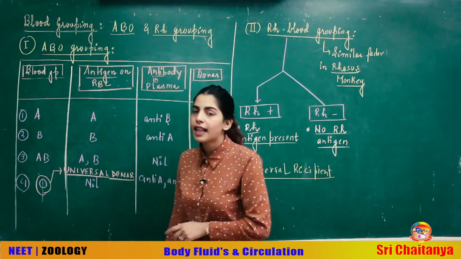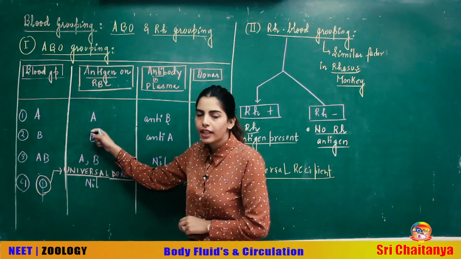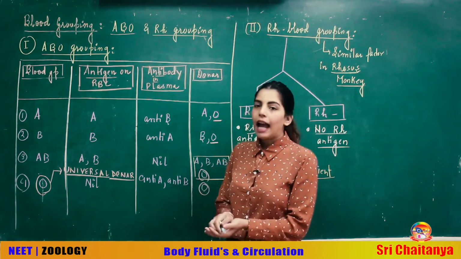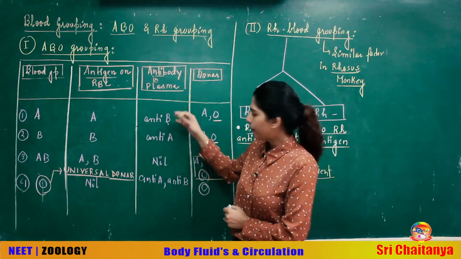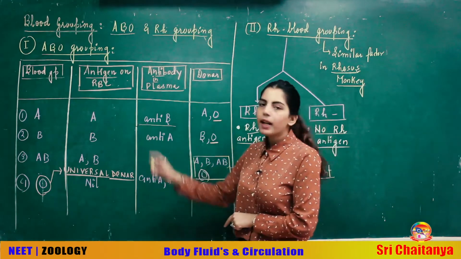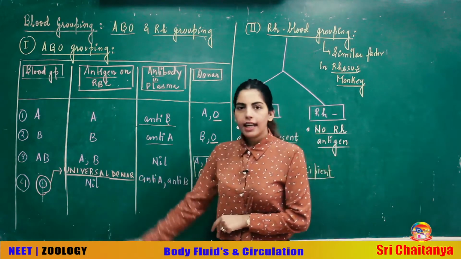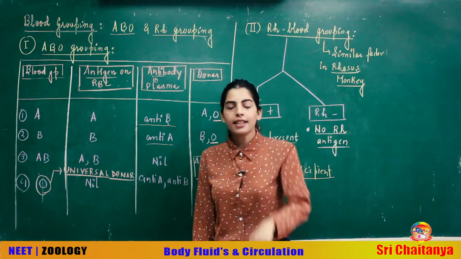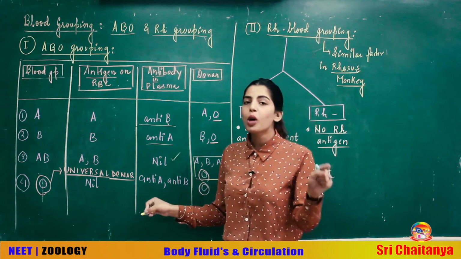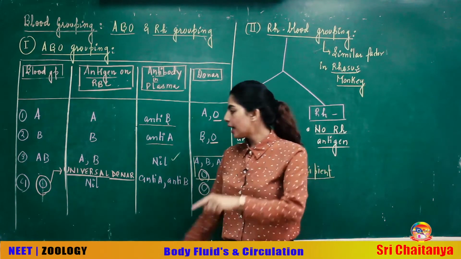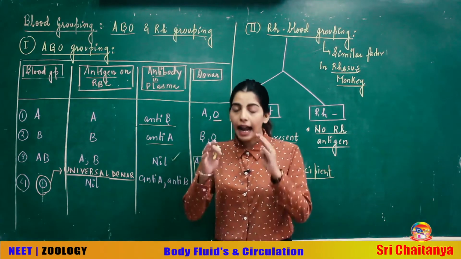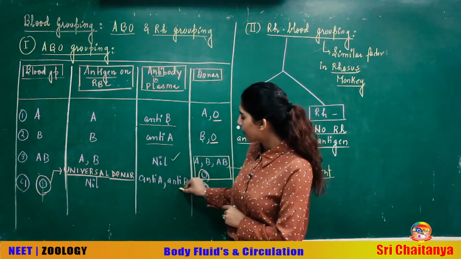But if the person is having A antigen on its surface, the antibodies that it will have will be against B, and antibodies are written as anti-B. So anti-B means antibodies against B. If I am saying B blood group, antibodies against A. If I am saying AB blood group, since it has both the self antigens A and B, it is going to have nil, no antibodies. If I am saying O blood group, since it has no antigen on its surface, it will be having antibodies against both A as well as B.